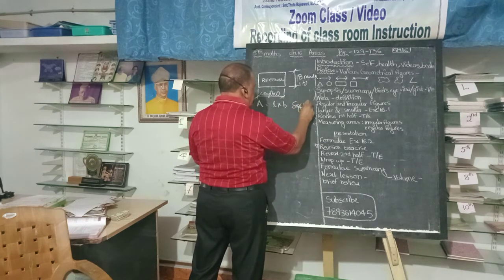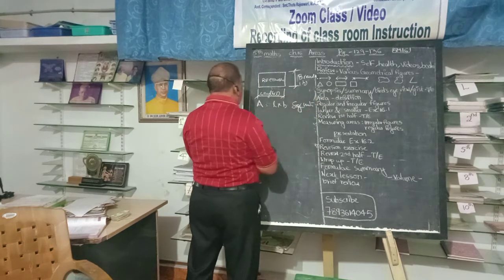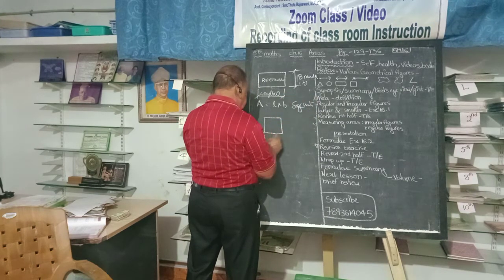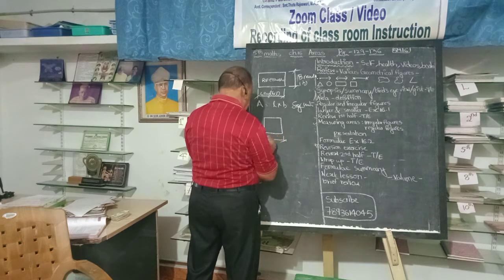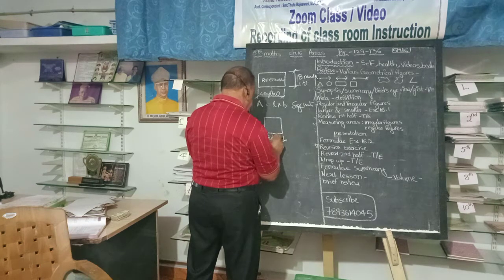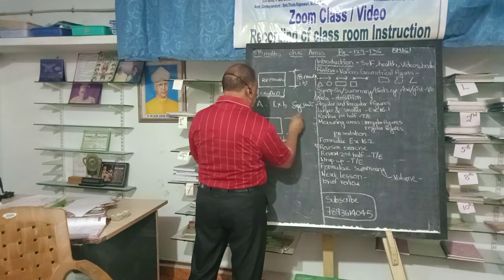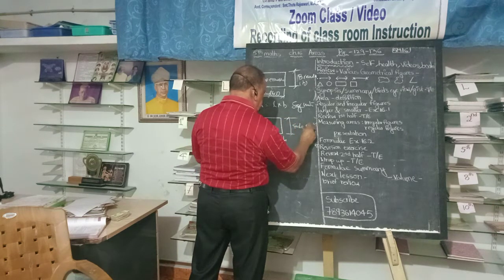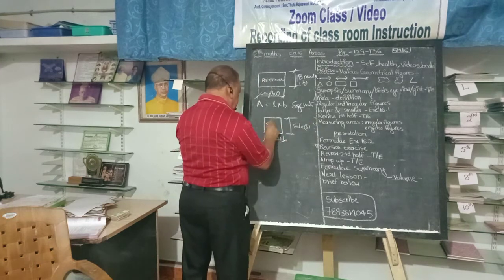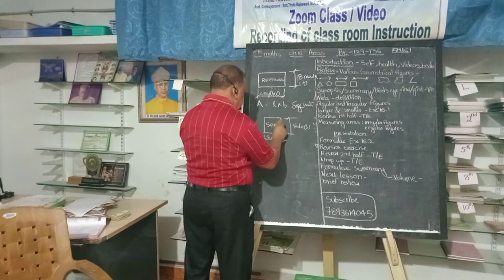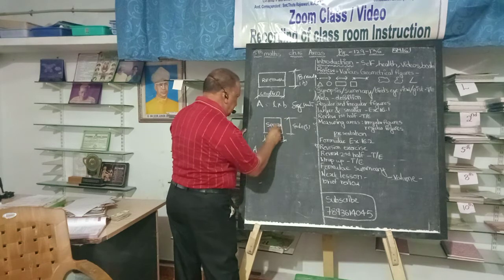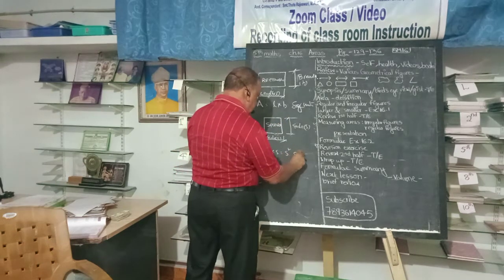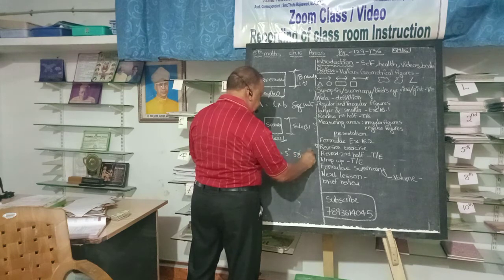Breadth, B. So area is equal to L into B, that is square units. Now in the case of a square, this is side S, this is side S, and this is also side S. Area of the square is equal to S into S, that is equal to S square units.